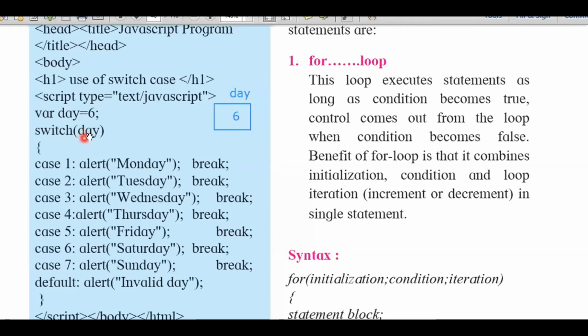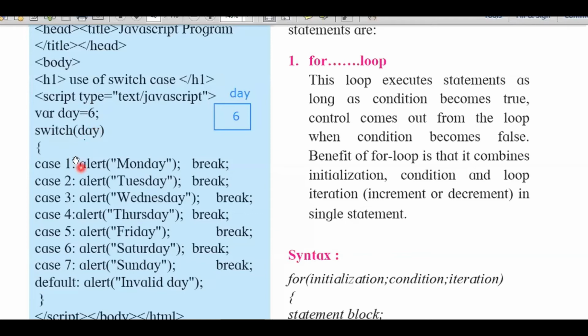Okay, so switch day. Now what we are doing here, we are using the expression day. I'm not using double inverted commas here. So whatever the value inside this will be directly substituted at day when we execute this program. So it will be switch 6 here.